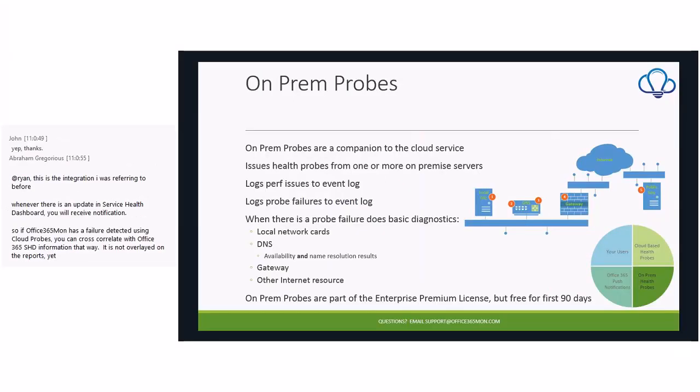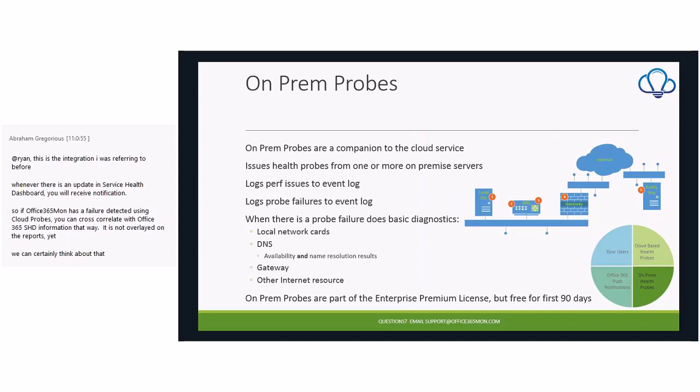Okay, on-prem probes. So on-prem probes is a new feature that we released in September. It's a companion to the cloud service. Again, to be clear, we're not monitoring your on-prem SharePoint sites. We're monitoring your cloud services, your Office 365 services, but we're issuing those probes from your on-premise sites.